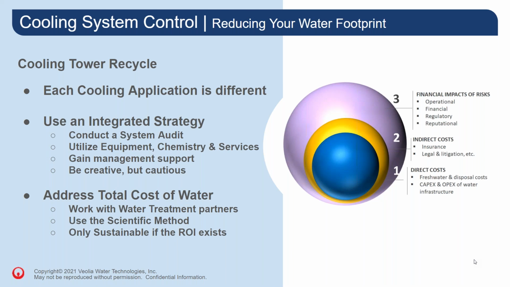Therefore, it's critical, looking at the diagram on the right-hand side of the slide, to understand the total cost of water. Water has many costs beyond just the price paid to buy and dispose of it. That said, when these 2 costs alone total more than $5 to $6 per 1,000 gallons, reclaim and recycle becomes much more attractive in most industrial facilities.